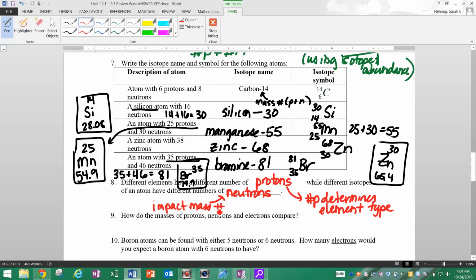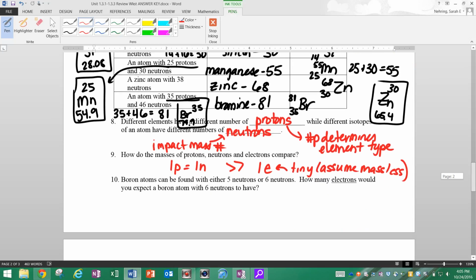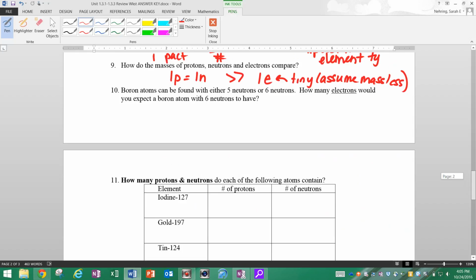So there we go. How do the masses of protons, neutrons, and electrons compare? The mass of one proton is equal to the mass of one neutron, and they are much, much bigger than the mass of one electron. So electrons are very tiny. We typically assume that they are massless. They don't weigh anything. They do weigh something because they are matter, but they're so small that we tend to just ignore them and pretend that they weigh nothing.